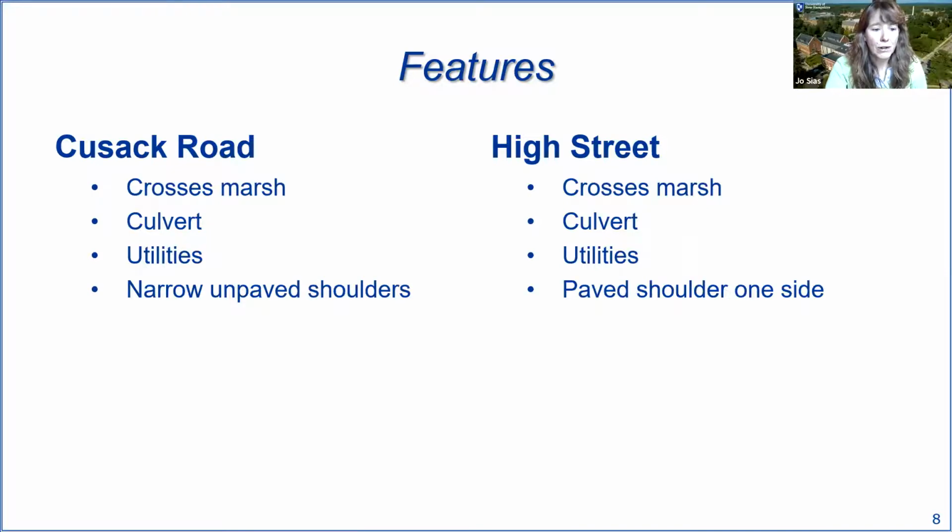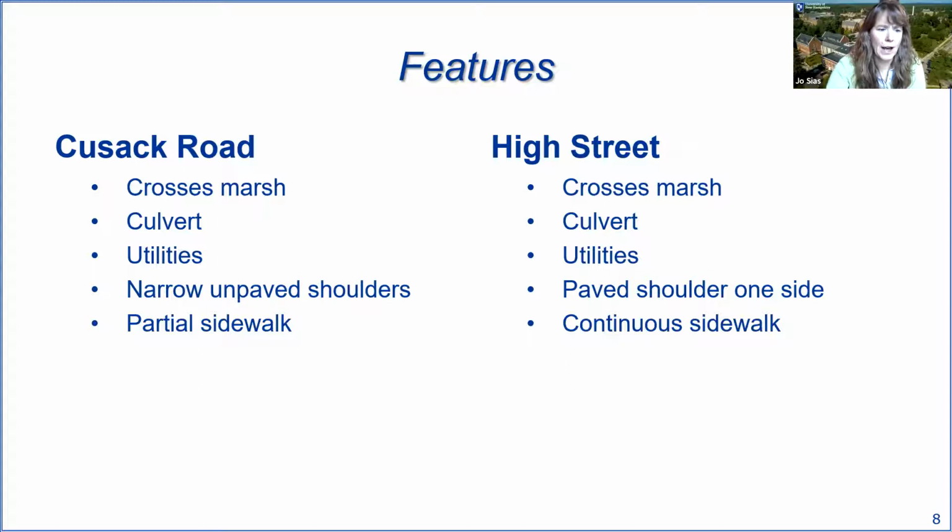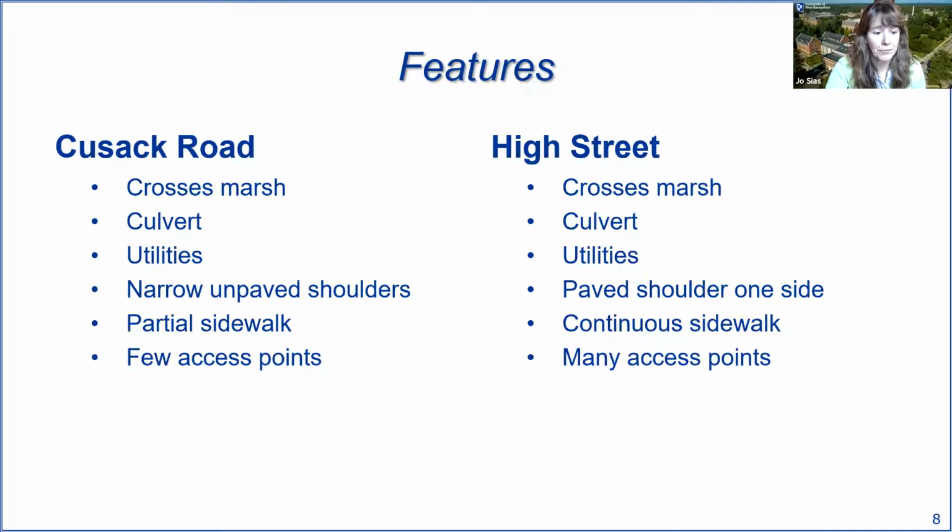So in terms of the features for both roadways, both are crossing marshland, have culverts and utilities. Cusack Road has very narrow unpaved shoulders, as you saw in the pictures, whereas High Street does have a paved shoulder, relatively significant paved shoulder on one side and some paved shoulder on the other side. Cusack Road has some sidewalk, but really just limited to a short segment right near the intersection of Route 1, whereas High Street has continuous sidewalk along the north side of the roadway the entire length.